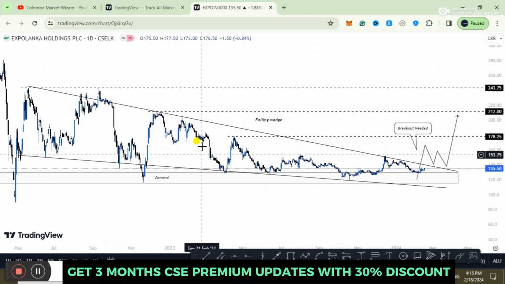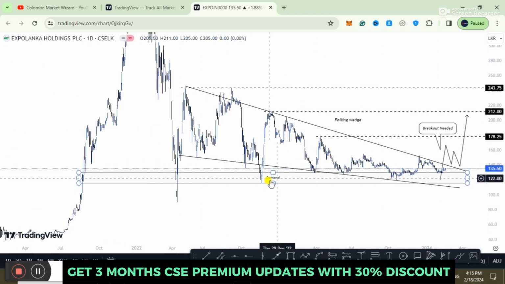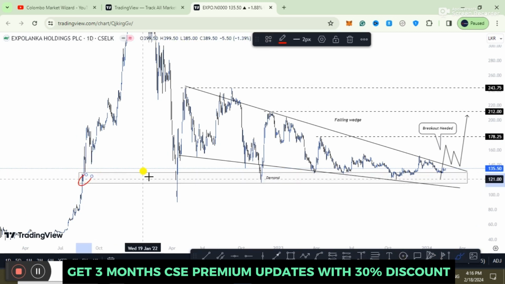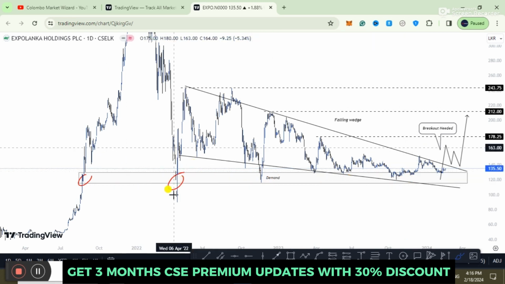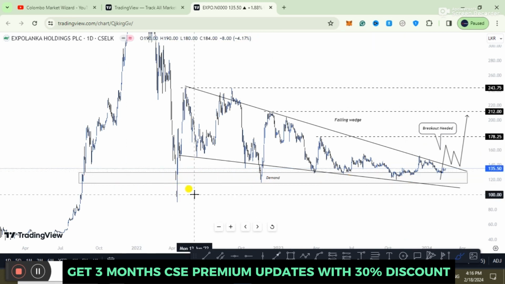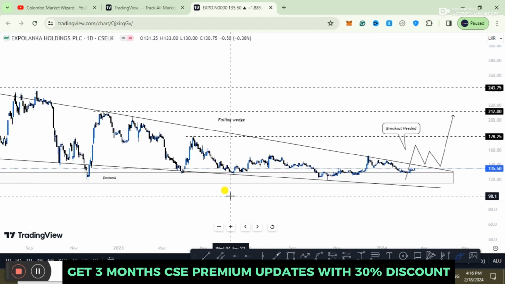So if we look further at EXPO Lanka, it is very clear that we have a major support laid off close to this area, right? I believe it is very clear that around this level the price action has been respected multiple times each time the price revisits this area, right? Which is held up close to 130 to 120, right? So this range is holding up a major support or demand zone identified on the daily time frame and also on the weekly time frame.